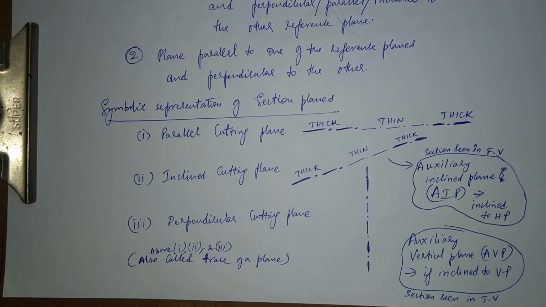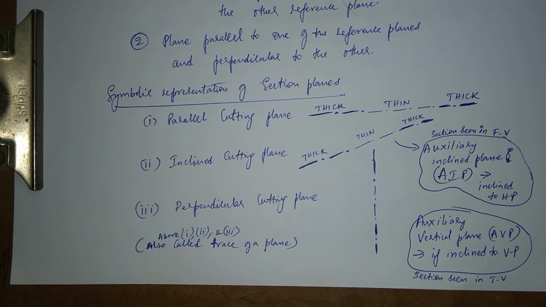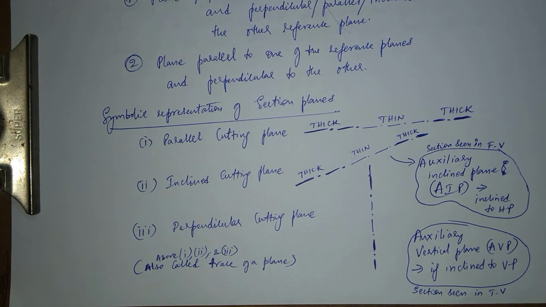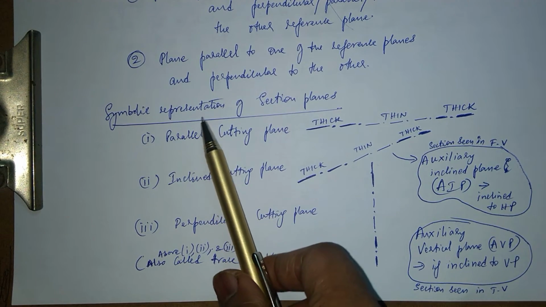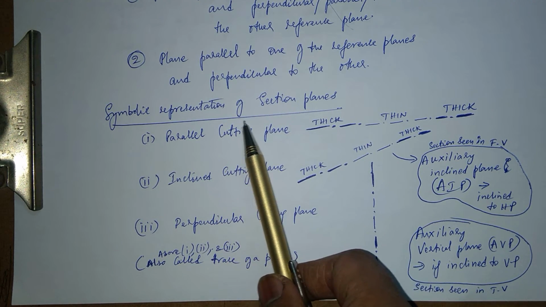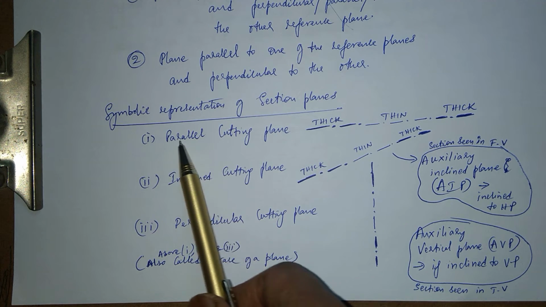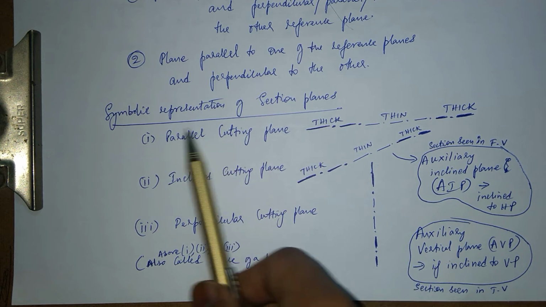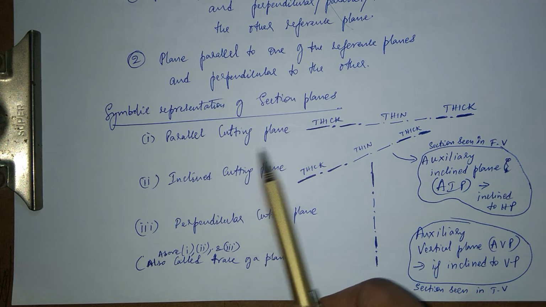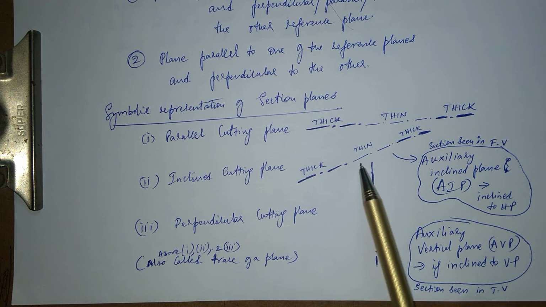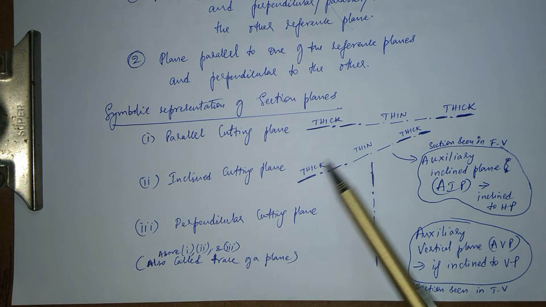Okay, in this case, I'll give you an example of a cone and then we'll take it forward from there. So this is a symbolic representation. If it's asked in an exam, what is a symbolic representation of a section plane? You can say, these are the types. One is a parallel cutting plane, one is an inclined cutting plane, one is a perpendicular cutting plane. These are the three types which I mentioned here. This is the symbolic representation.